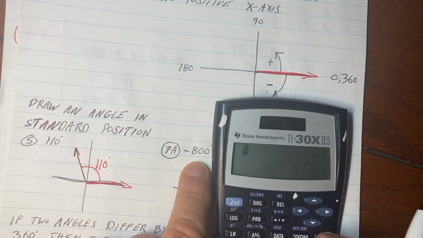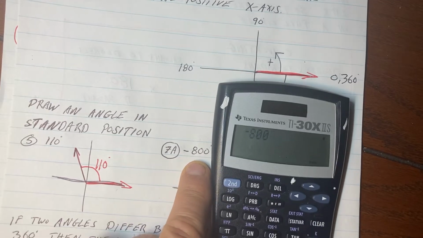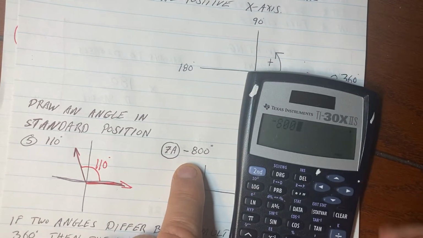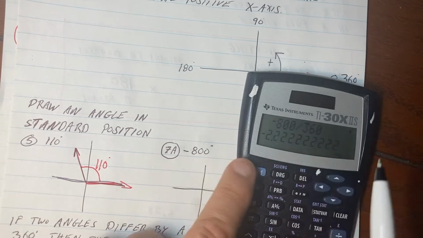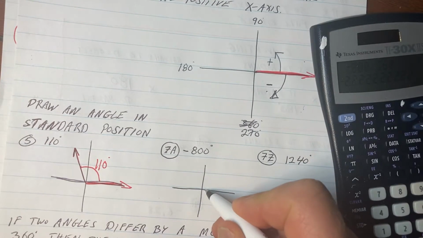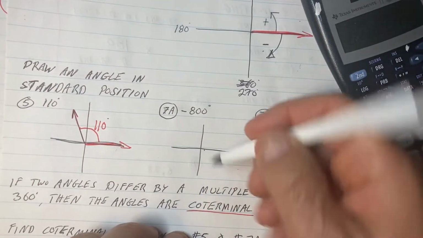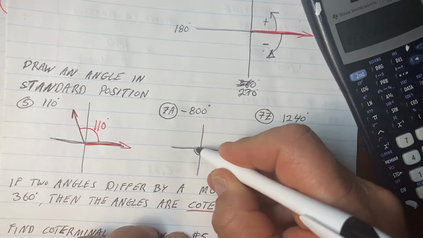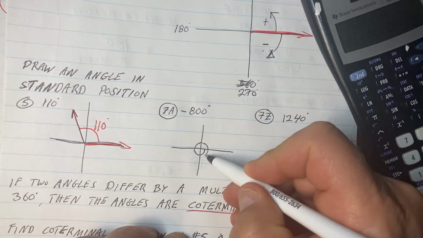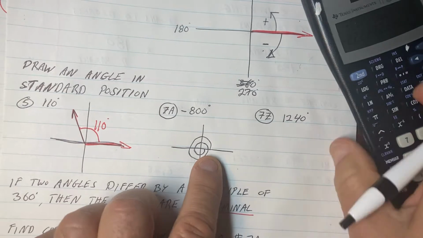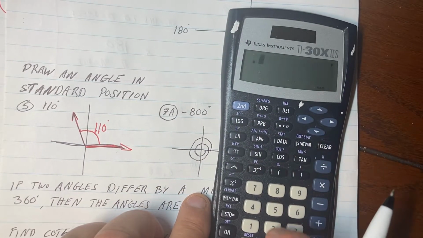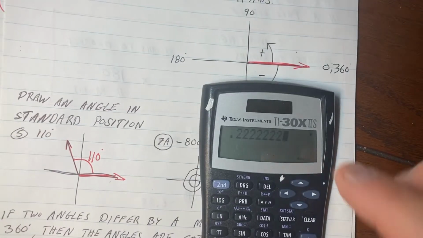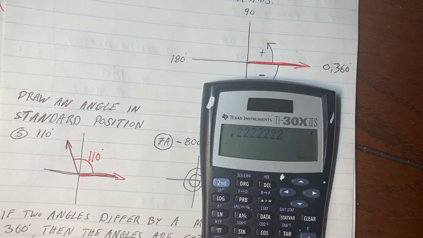Negative 800. How many times does 360 go into that? Negative 800 divided by 360 equals negative 2.2222. So it's going to go two full times around the circle in the negative direction. Okay, now watch this. Starting in the negative direction, there's 1, there's 2. And it has to go another 0.2222 times around the circle.